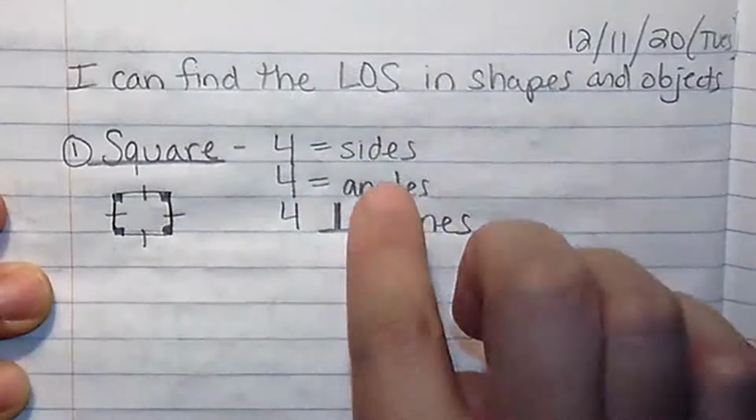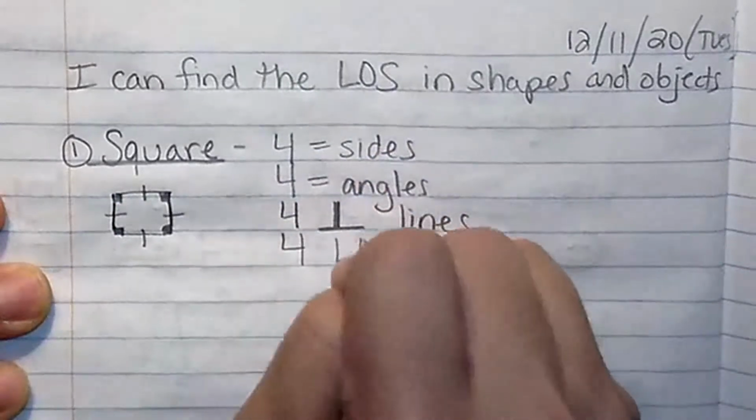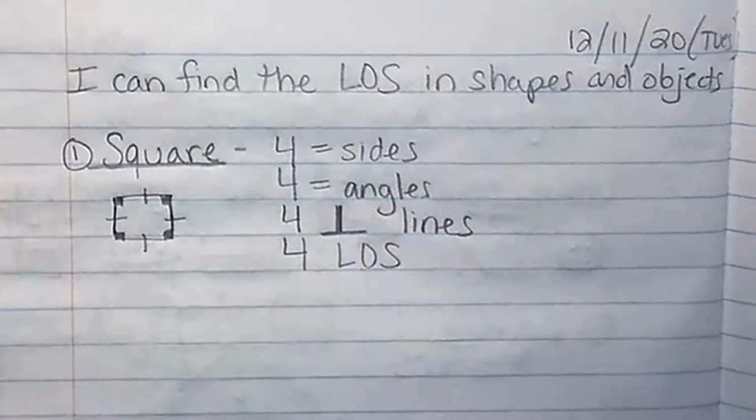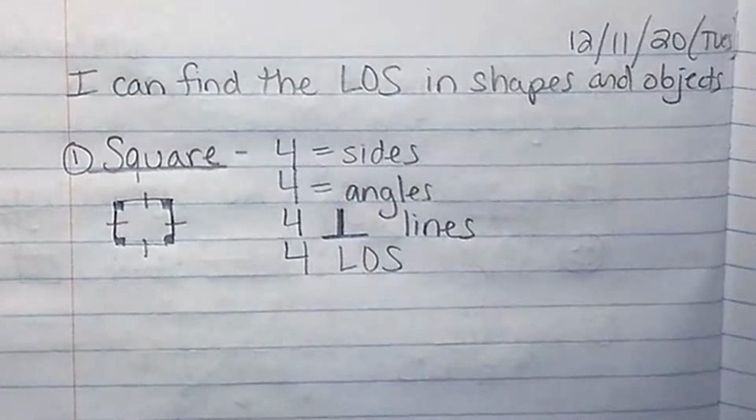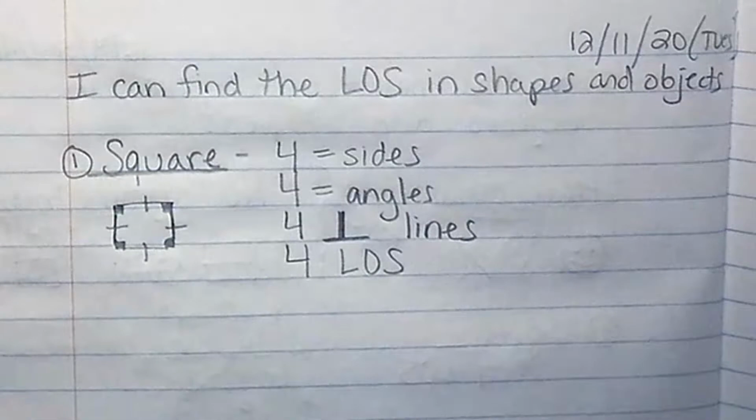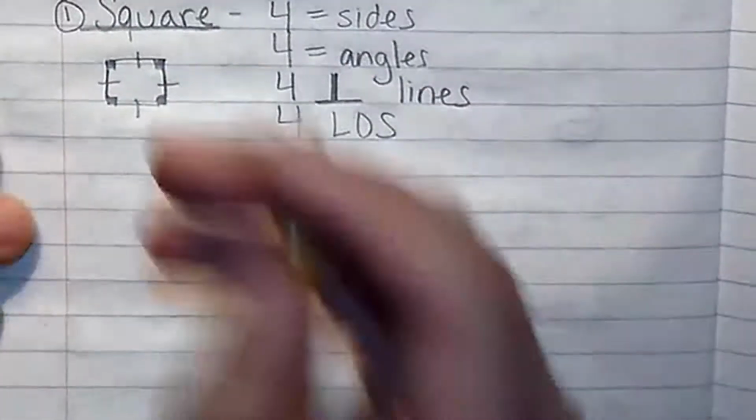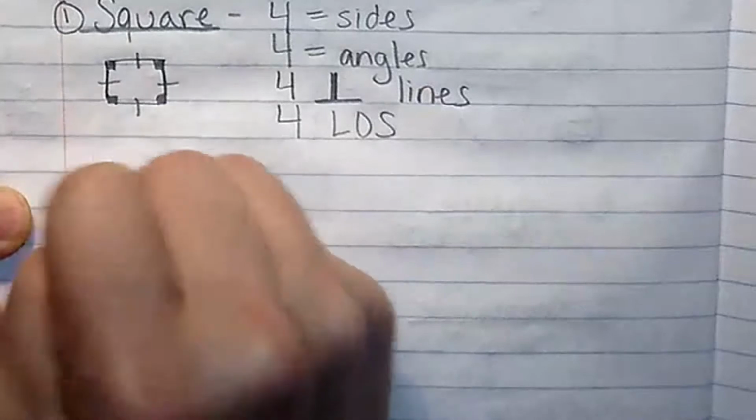Well, 4 equal angles, 4 equal sides, 4 equal angles, that means that we definitely have 4 lines of symmetry. It's pretty much a rule for all of them. Every time you have a regular shape, which means you have equal sides and all equal angles, then you have that many lines of symmetry. So let's try it out. Here's our rectangle.